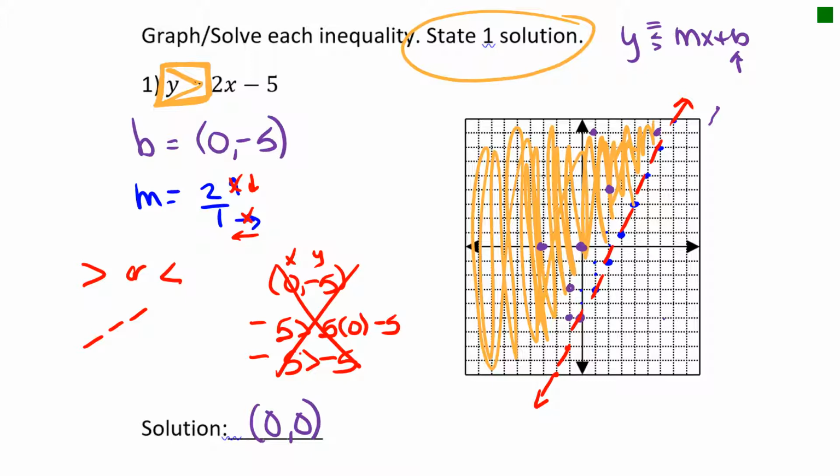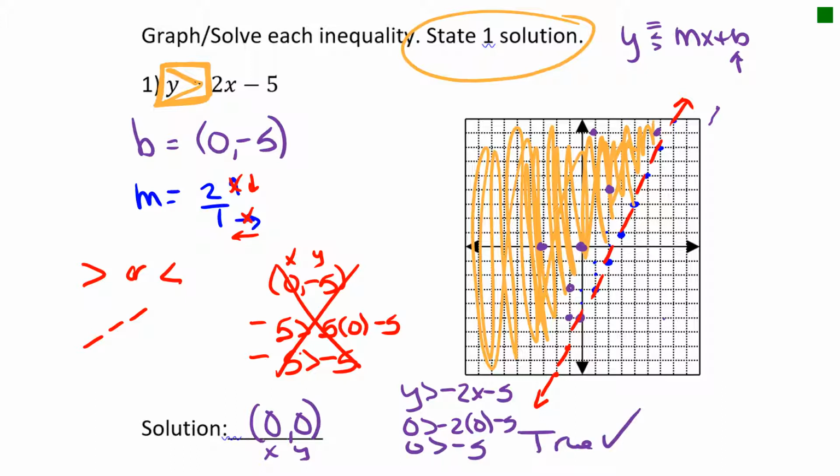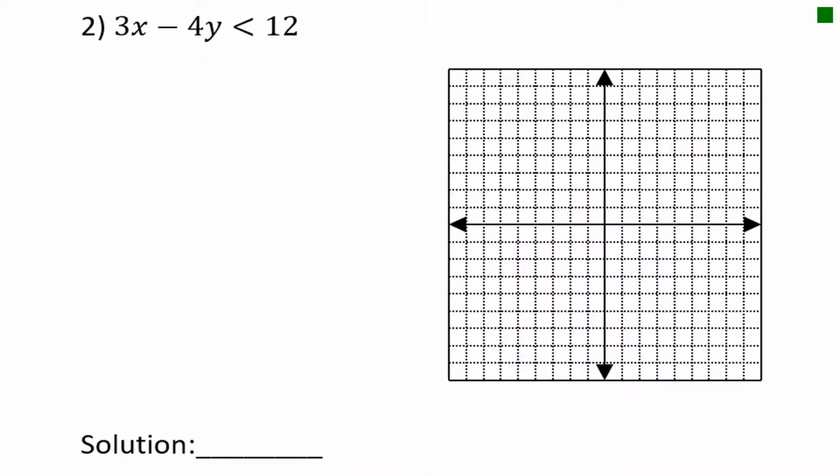And remember, if I plug that in to y is greater than 2x minus 5, 0 for x, 0 for y, I get 0 is greater than -5. That's true. That tells me it is a solution.